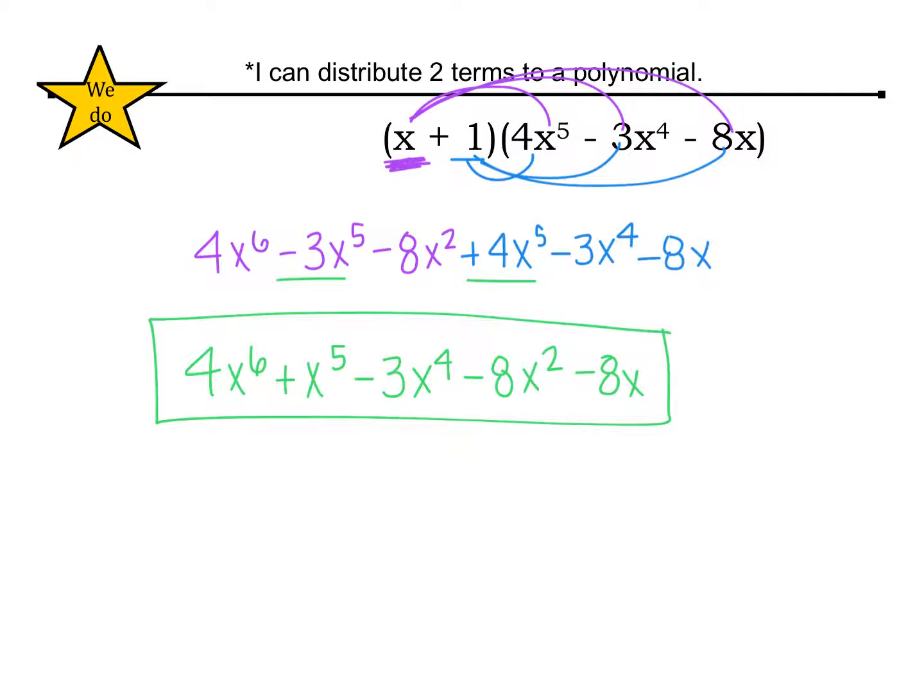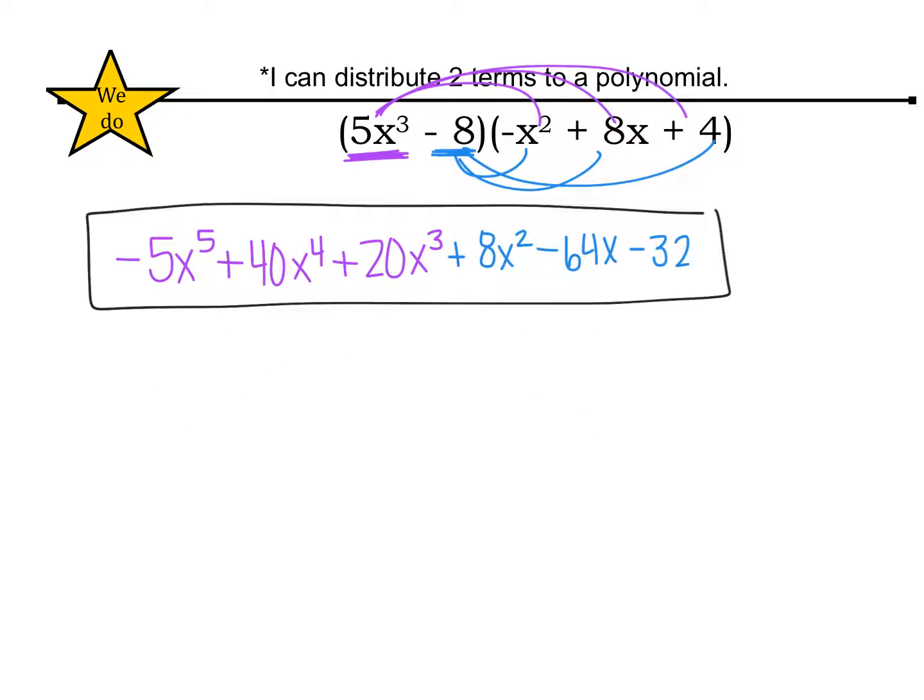All right, on this one, you should have ended up with 4x to the sixth plus x to the fifth minus 3x to the fourth minus 8x squared minus 8x. All right, on this one, you should have ended up with negative 5x to the fifth plus 40x to the fourth plus 20x to the third plus 8x squared minus 64x minus 32. And what hopefully you noticed on this one is that there weren't any like terms to combine, and it was already in standard form, so I just made that my answer.